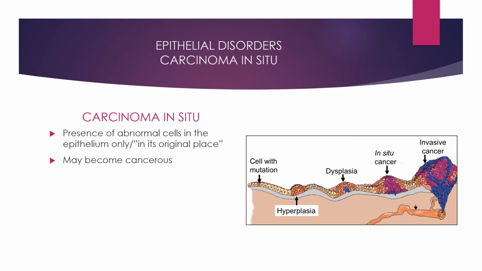There is a progression from dysplasia to what we call carcinoma in situ. And this is the presence of abnormal cells in the epithelium only. So in situ means in its original place. If undetected or not treated, it may become cancerous. When a lesion is not detected early, sometimes early lesions are not detectable, the cellular changes continue. Severe dysplasia becomes carcinoma in situ.